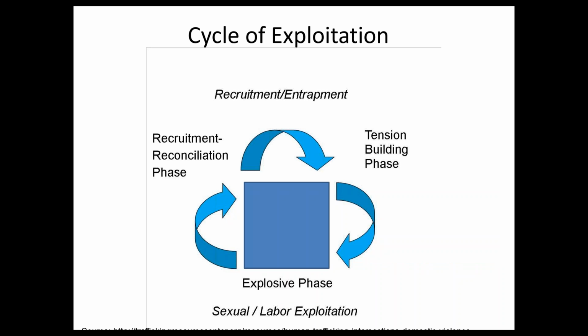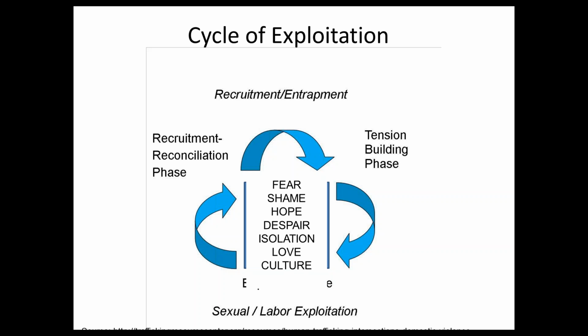The cycle of exploitation shows how trafficking can start from taking advantage of a victim's vulnerabilities to recruit or entrap the victim into the situation. It goes from there to the tension-building phase to full-blown trafficking, which comes back full circle through a reconciliation or recruitment phase again. This cycle is enabled by barriers that make it difficult to leave, such as a fear of the trafficker, shame that this has happened to the victim, hope that things will get better, despair that they cannot leave, isolation, or even love or affection for the trafficker, and even culture, ranging from cultural expectations to cultural taboos.